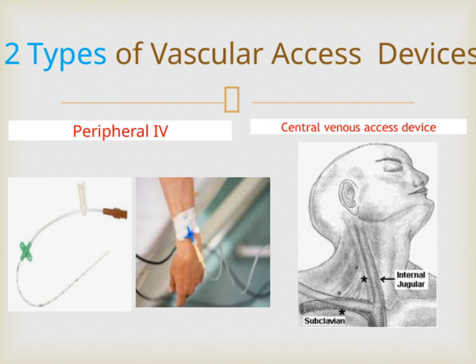Next, we have the peripheral IV, which is probably the most common type you're familiar with. It's inserted into smaller veins, usually in the arms or hands. Peripheral IVs are ideal for short-term use, like administering fluids or medications during a hospital stay. They're quicker to insert and generally less invasive, making them suitable for many routine treatments.